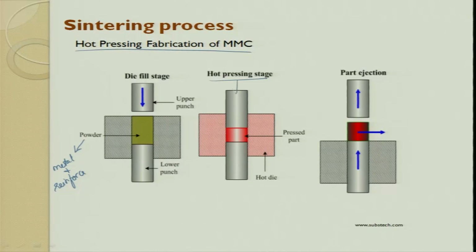Here the pressing happens only in the two directions, and since it is a confined portion, a die, we do not apply pressure from the other sides. So, we make sure that it is a confined volume, and we get a uniform strength distribution all along.